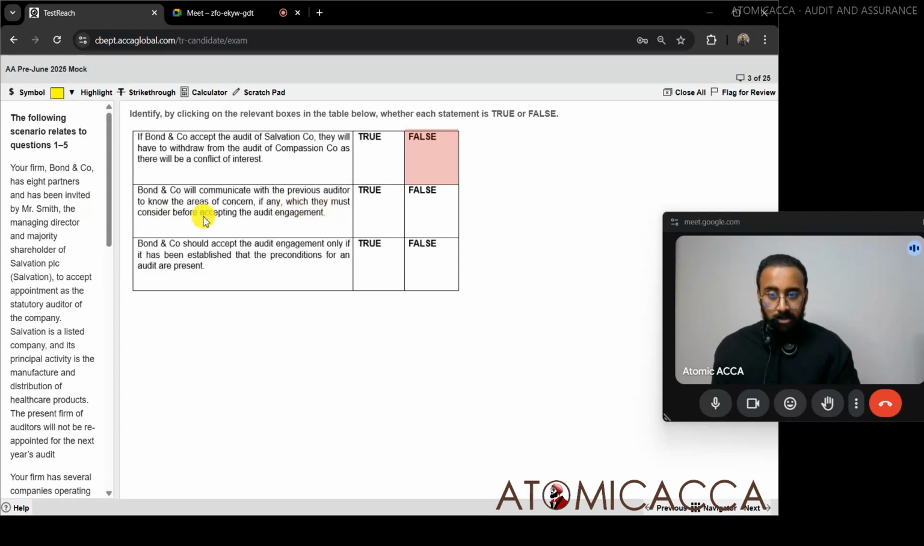Bond and Company will communicate with the previous auditor to know the areas of concern, if any, which they must consider before accepting the audit engagement. The same statement is there previously. It also is connected to why that reappointment is not happening.